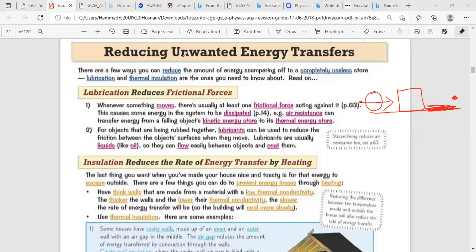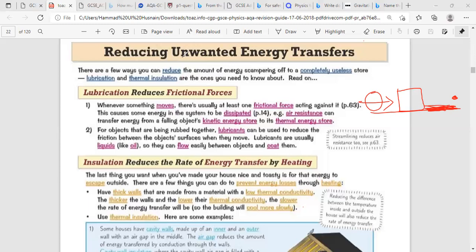Yes, and you know that frictional force is basically the cause of energy losses. So when we reduce this frictional force, it means we are reducing the energy losses. So this is how we can reduce the energy losses through lubrication, right? Okay, so let us see what your notes say about it. In the first point, it is written that whenever something moves, there is usually at least one frictional force acting against it. Whenever a body moves, it will definitely have some frictional forces on it. This causes some of the energy in the system to be dissipated, or lost. So these frictional forces are the cause of energy losses, right?